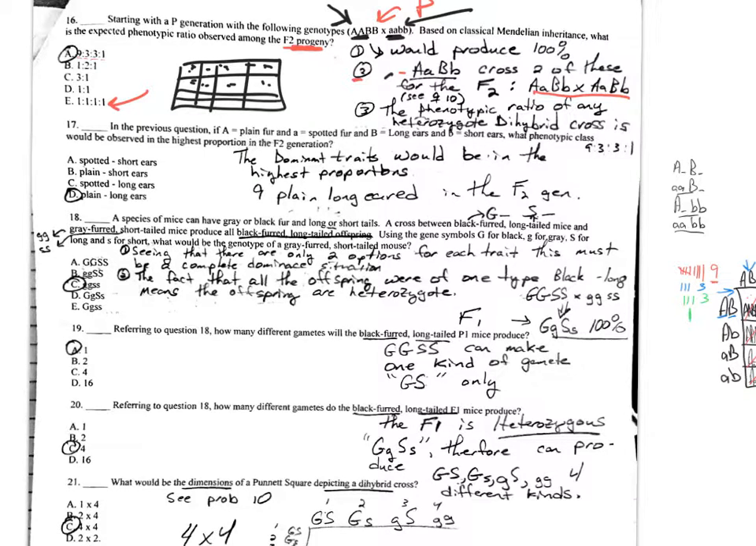All right, let's take a look at this. So in the previous problem, remember there's that 9 to 3 to 3 to 1 ratio, and that's why I said the dominant traits would be in the highest proportions. So you have 9 plain long-eared in the F2 generation. Are we good? All right, so that's why this is plain long-eared. How did I know it's plain long-eared? Because the dominant is plain and long is dominant, so it's plain long-eared. So are we clear? All right, so let's move on.